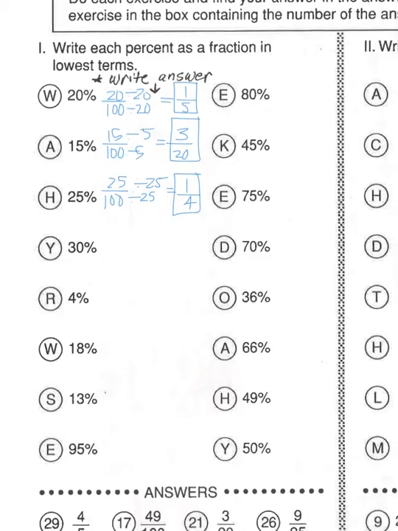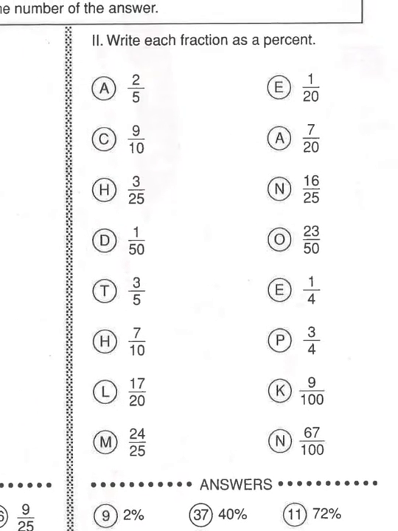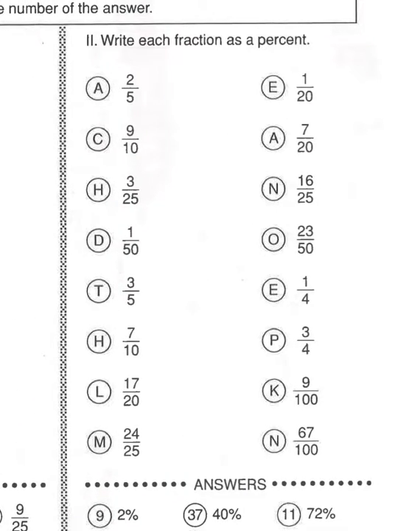If you take a look at the other side of the worksheet, it asks you to write each fraction as a percent, so we're reversing the process. We're trying to figure out what over 100 is equivalent to the given fraction. If we want to write the equivalent fraction, we'd have to multiply 5 by 20 to get 100. We'll do the same to the numerator and get 40 out of 100, which is equivalent to 40%. Taking a look at the next one, if we have 9 out of 10, we'd have to multiply 10 by 10, and therefore 9 by 10, to get an equivalent fraction out of 100. 90 out of 100 is 90%.